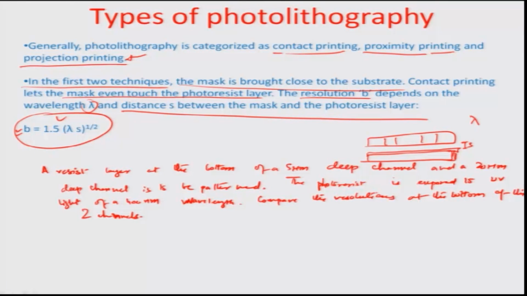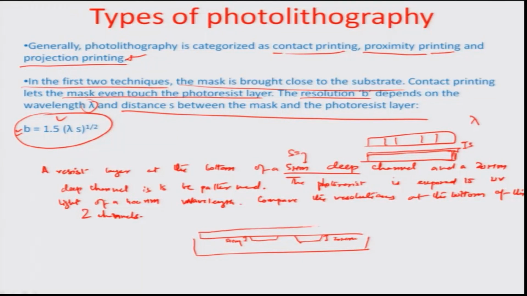So in one case, as you have seen in the problem statement, the s is basically 5 microns because it is a deep channel, meaning thereby let us say there is a wafer and you have made a channel in this wafer. In one case this depth is 5 microns. In another case, this depth is about 20 microns. So, the mask layer is always going to sit at the top, and this difference between the mask layer and the depth of the channel is what the s distance is.